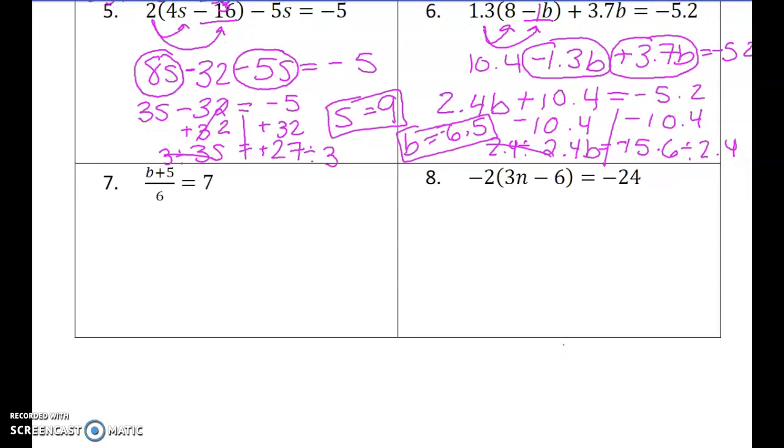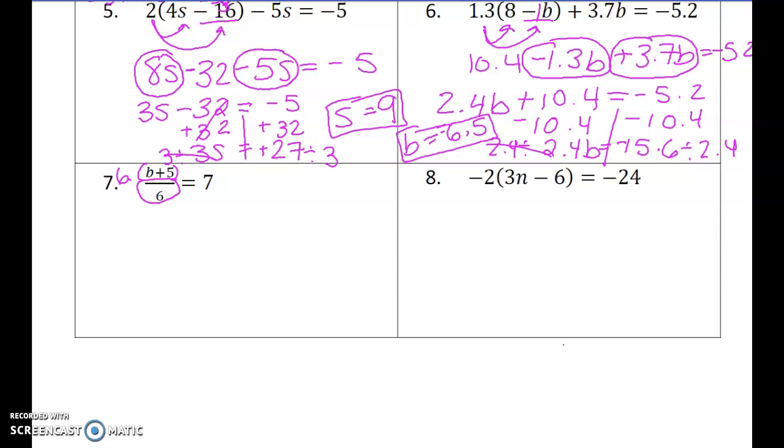All right, number 7. Beautiful. Number 7 is kind of tricky, because you would think you don't want to get rid of this plus 5 first, but you don't, because this b plus 5 is really in parentheses, because this whole number is being divided by 6. So if I'm following the reverse order of operations, I'm going to do parentheses last. So first I want to get rid of this divided by 6 by doing the opposite.